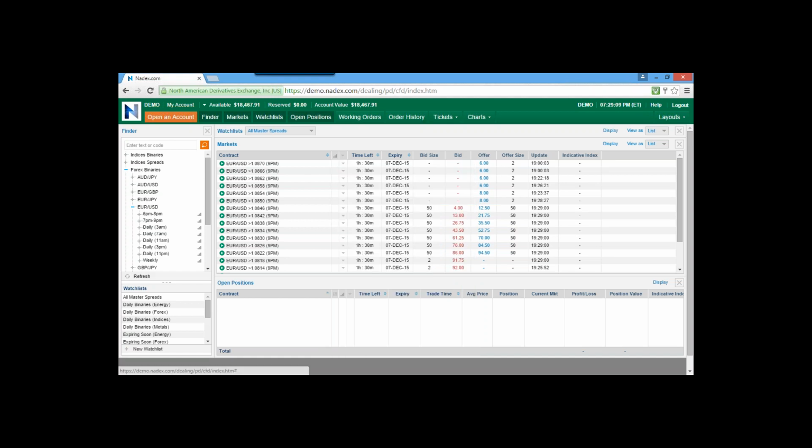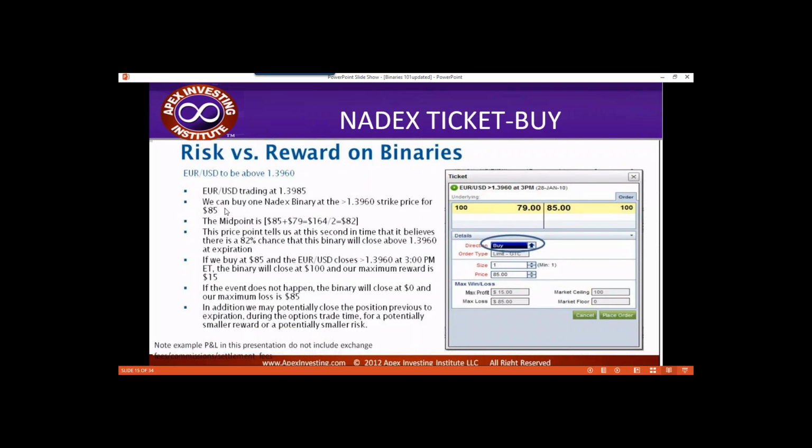Okay, so we can buy this Nadex binary right here for $85. We can buy it for 85, we can sell it for 79. What I want to help you understand here is the midpoint. What do I mean by that?